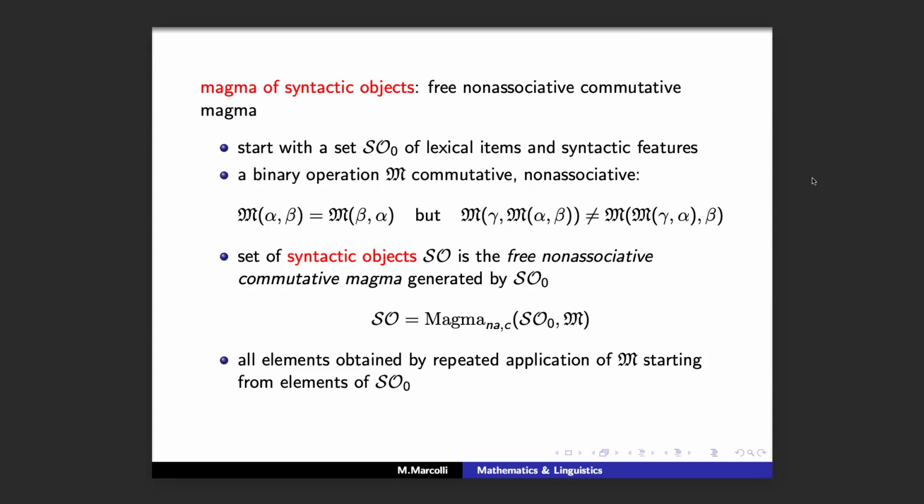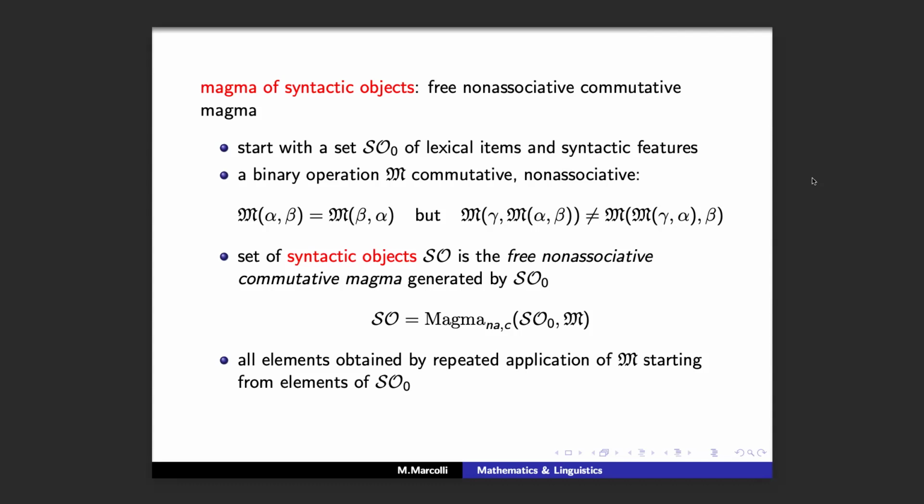So non-associative is obvious because it's a tree. Commutative is because it's non-planar, right? What about free? Can you say a bit more? Free really just means that the only relation that you have in the magma is the commutativity relation.